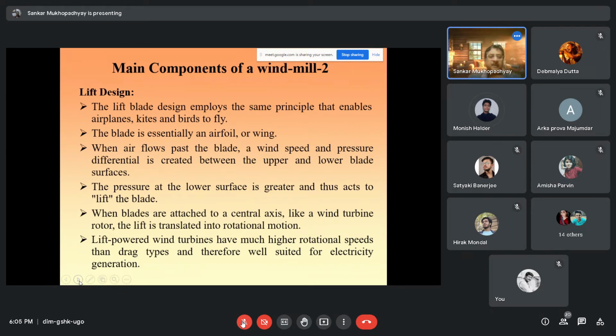When the blades are attached to a central axis like a wind turbine rotor, the lift is translated into rotational motion. Lift powered wind turbines have much higher rotational speeds than drag types and are therefore well suited for electricity generation.